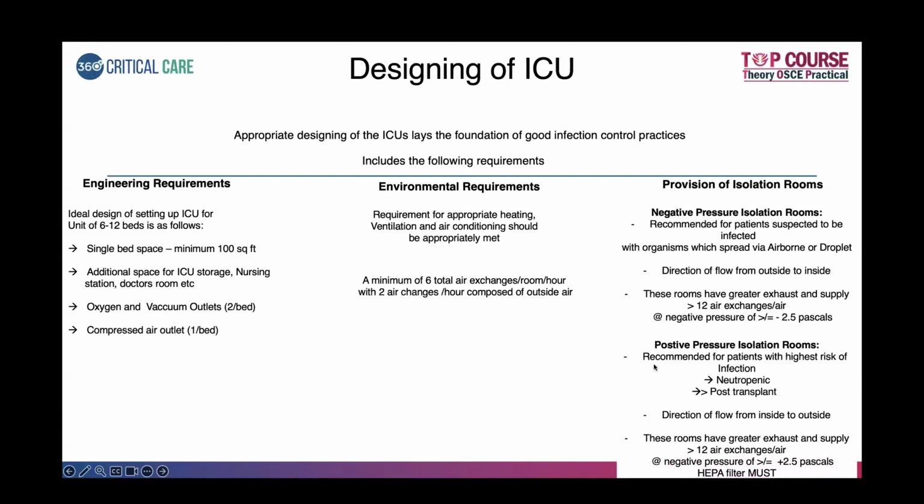Positive pressure isolation rooms are recommended for patients with the highest risk of infection, that are neutropenic and post-transplant. So the direction of flow is from inside to outside. These rooms have greater exhaust and supply, more than 12 air exchanges per hour, with a negative pressure of more than or equal to plus 2.5 pascals. Here, the HEPA filter is a must. HEPA filter is nothing but a high efficiency particulate filter. All right.